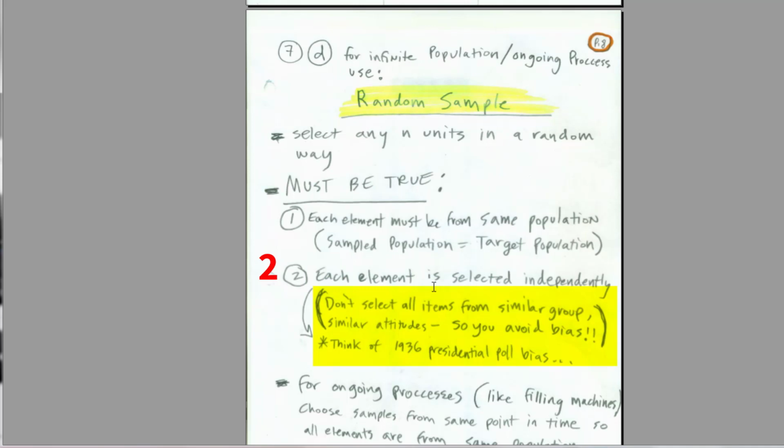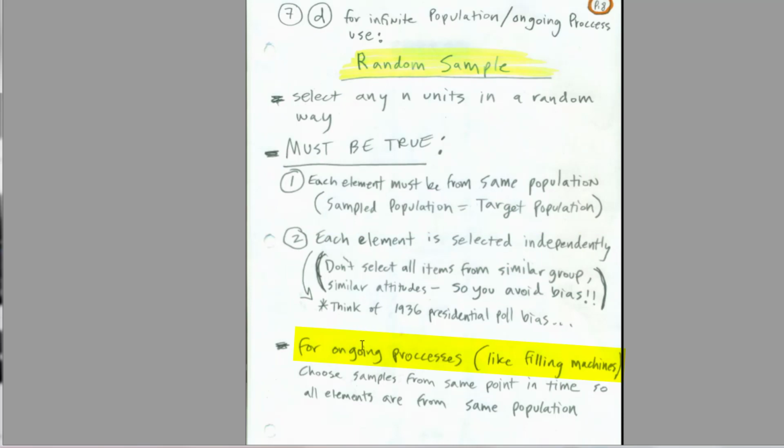We don't want to select all the items from a similar group, similar attitudes. Now, if you imagine you were polling people walking into a restaurant, well, if you only ask people of a certain age group because you felt comfortable talking to them, that would mean you are not selecting sample elements independently. There is a bias. So both of these things have to be true when you do a random sample.